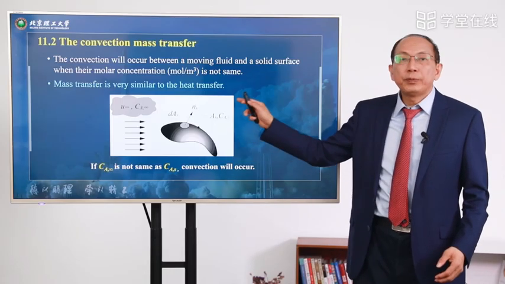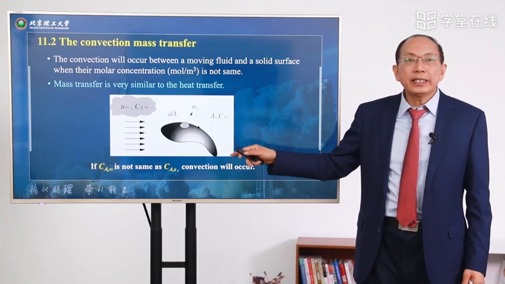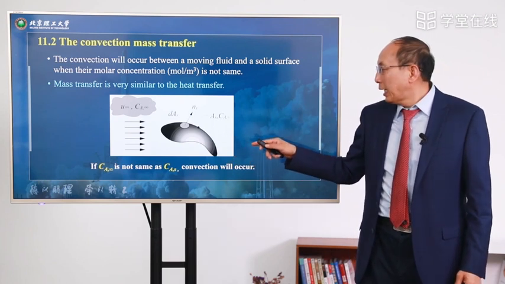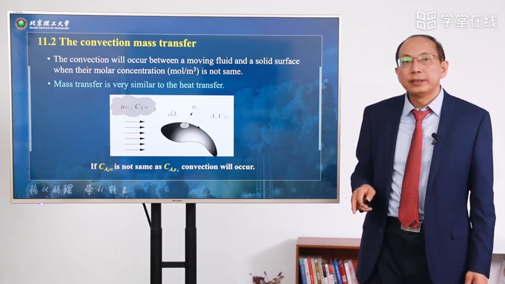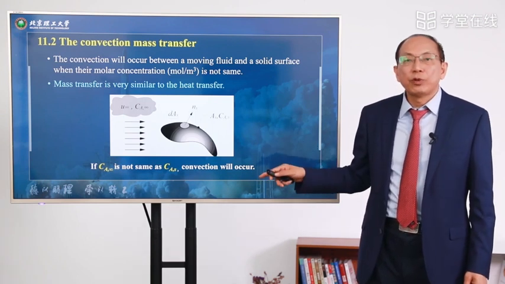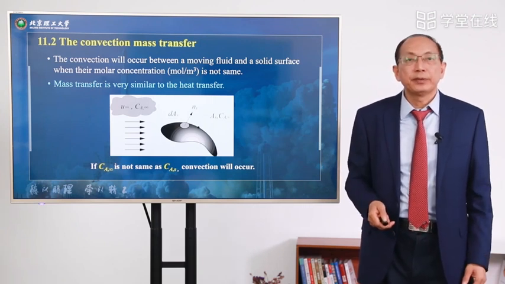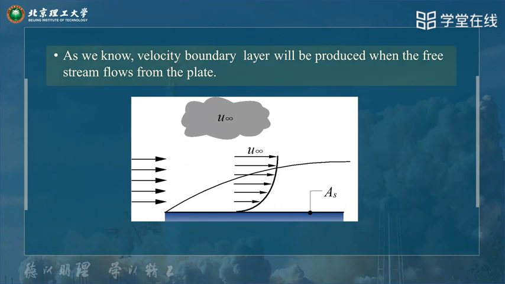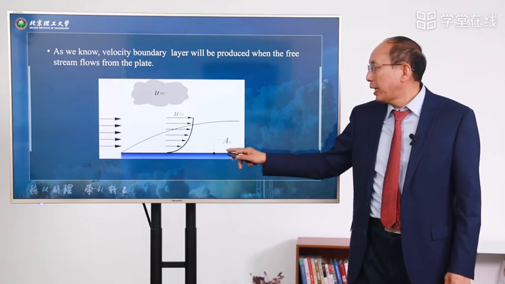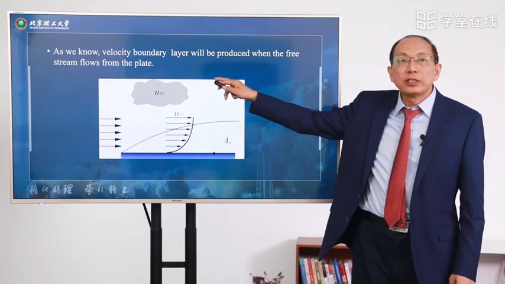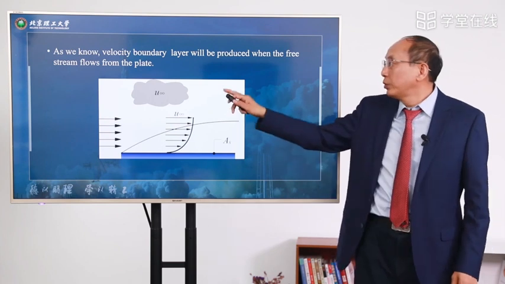In this picture, if CA is not the same as CAS, convection will happen. As we know, a velocity boundary layer will be produced when the free stream flows over the plate. Here, the plate area is AS. At a very long distance, the flow velocity is U infinity.